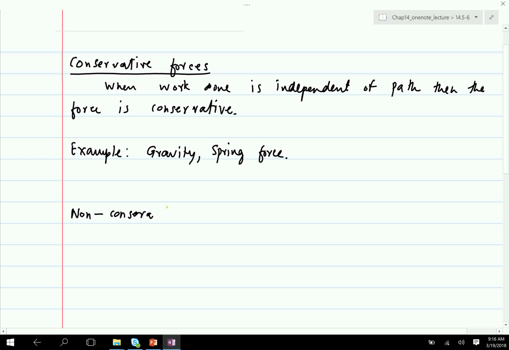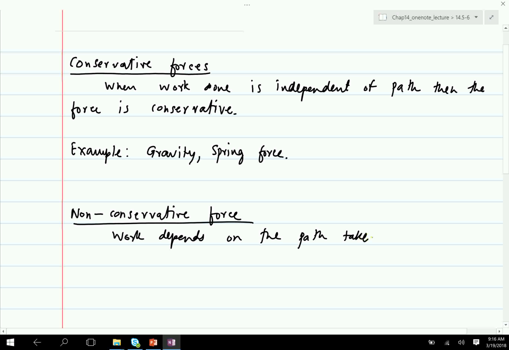on the other hand, is a force where the work done depends on the path taken. So work depends on the path taken. An example of such a force would be friction, especially Coulomb friction. We know Coulomb friction to be mu n times displacement, right?